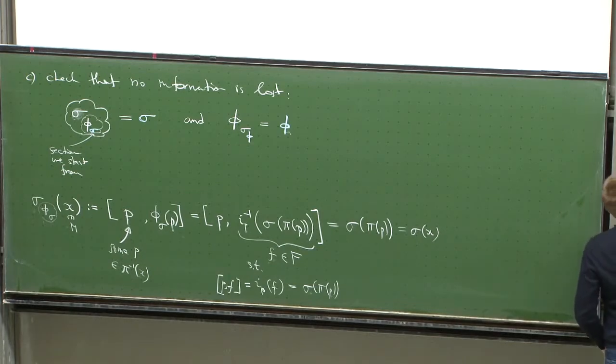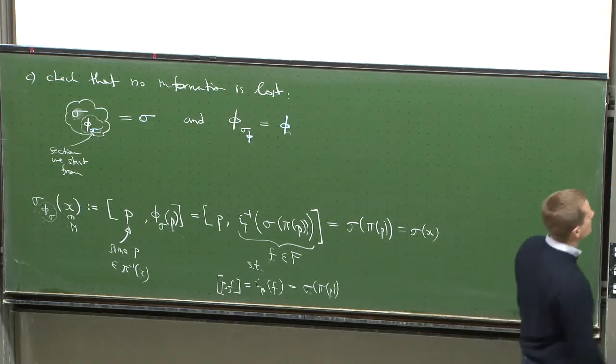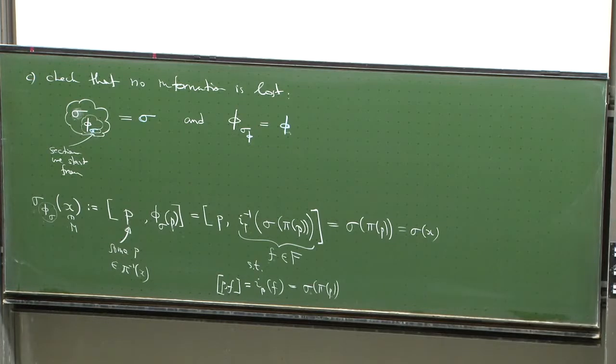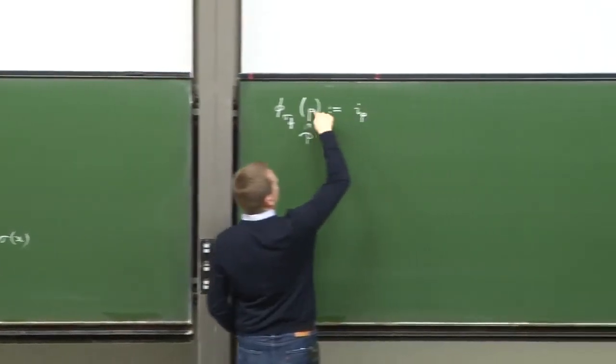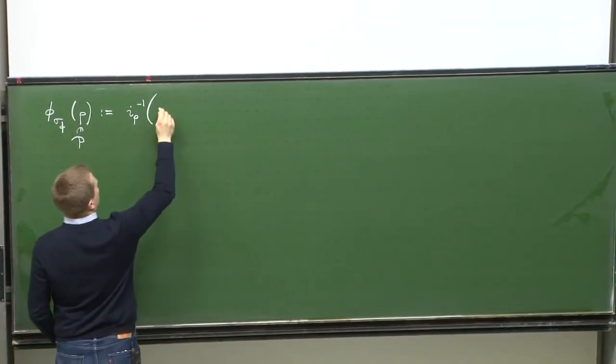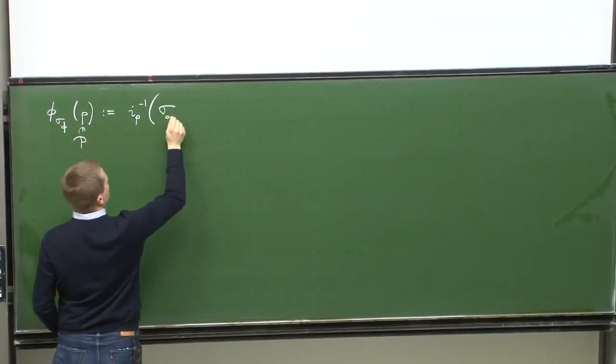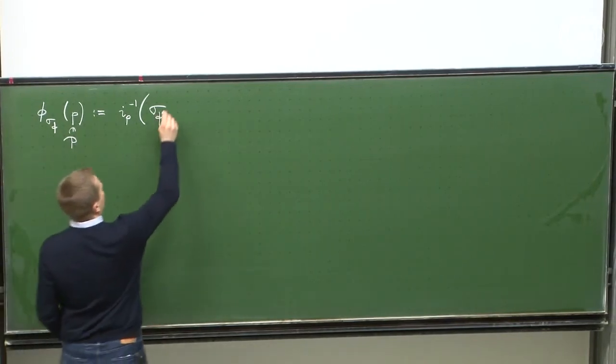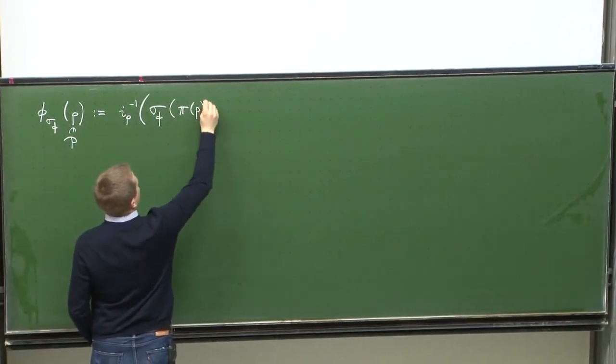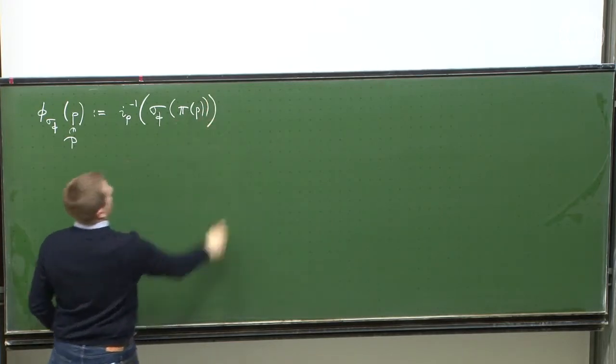All right, so the other way around. We have a phi, and we construct it from a sigma that was in turn constructed from a phi. Now the phi is a G-equivariant F-valued function on the principal bundle, so we have to feed it a point P in the principal bundle. The definition of this was I sub P inverse of sigma, that's the sigma phi of the pi of P.